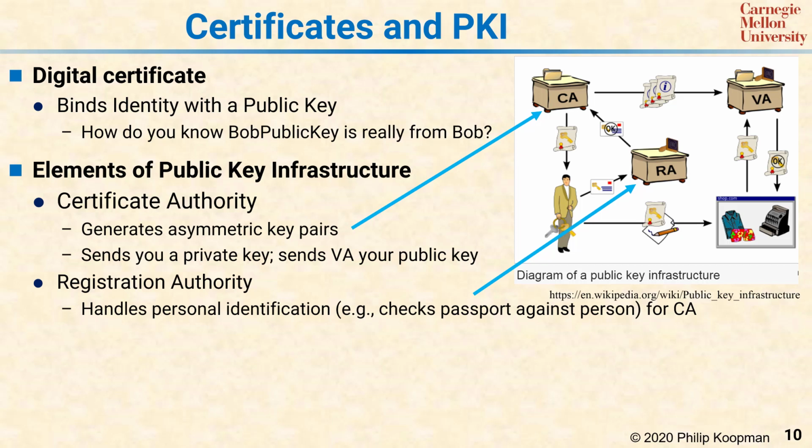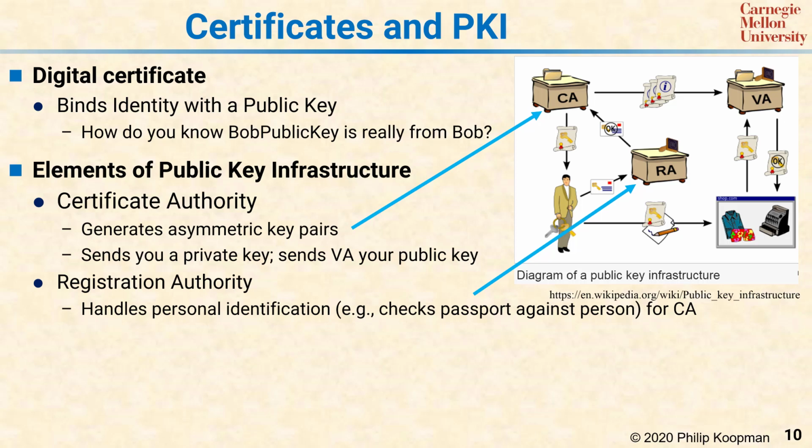So the RA checks your identity and then says to the CA, hey, this person that said they were Bob, it's really Bob, and it's the person they say they are. And the CA can then say, okay, fine, here's your asymmetric key pair, and we'll put the public key to the VA. Now there's a third piece. How does Alice know what Bob's public key really is? How does she get a copy of the digital certificate? Because Bob could have just made up a digital certificate.